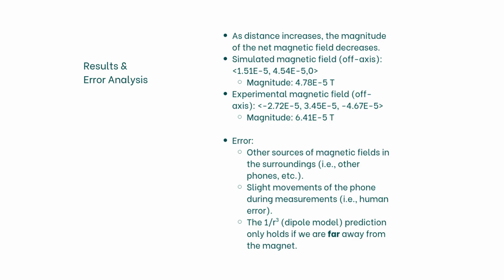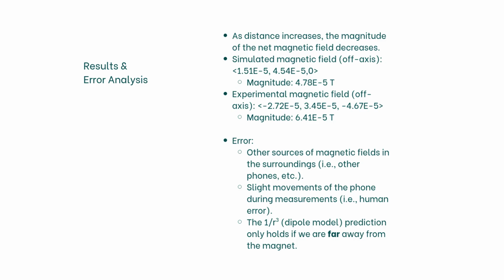So my overall results were that as distance increases, the magnitude of the net magnetic field does decrease. For the simulated magnetic field off-axis, the magnitude was found to be about 4.78 times 10 to the -5 Tesla, whereas the experimental magnetic field off-axis I found to be about 6.41 times 10 to the -5 Tesla. Some potential sources of error between these are other sources of magnetic fields in the surroundings, slight movements of the phone during measurements. The 1/r cubed dipole model prediction only holds if we are far away from the magnet, so maybe we weren't far enough.